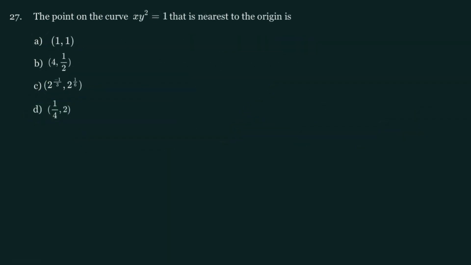Question number 27. Points on the curve xy square equals to 1 that is nearest to the origin is, let me draw a coordinate axis, and let us assume my curve is like this. So here is my origin. Now you see the nearest point to the origin to the curve is somewhere over here. So let us assume this point to be P. Now according to the question, we have to find the coordinates of this point P.